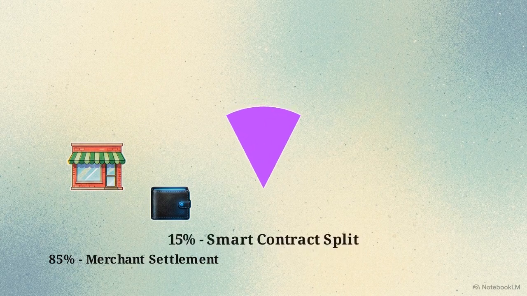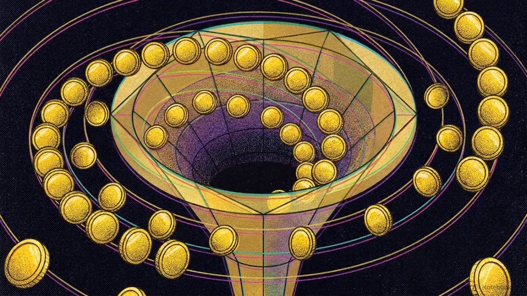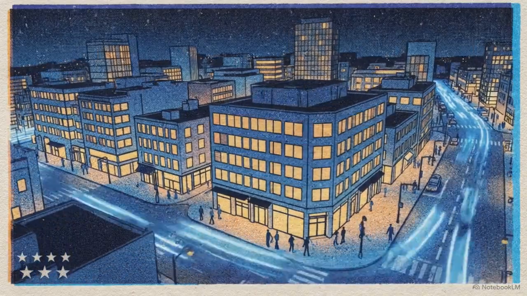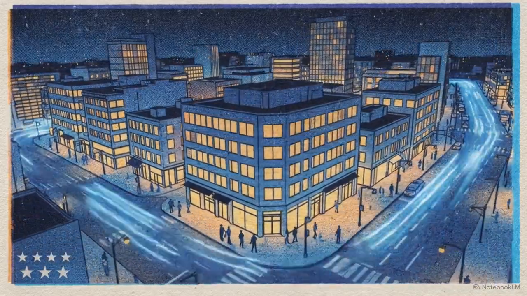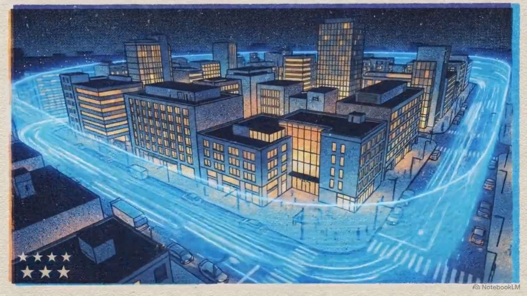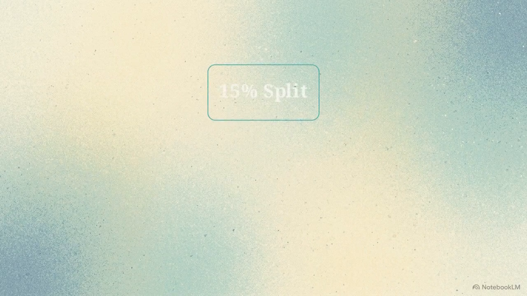The remaining 15% does not vanish into administrative fees. Instead, it triggers an automated smart contract process known as the autonomous ecosystem split. This splitting process functions as an engine of intentional gravity. It takes the value that would normally leak out to a banking conglomerate and physically locks it into the community. The math of the split breaks down like this.